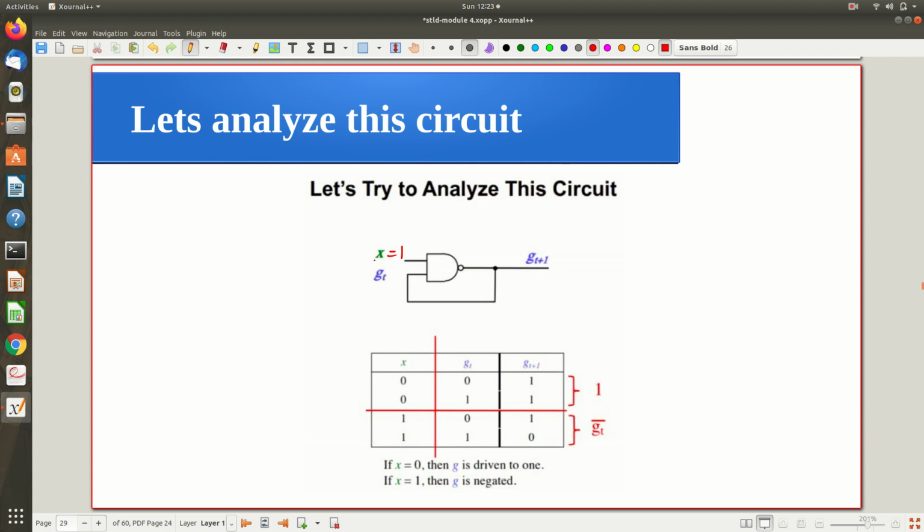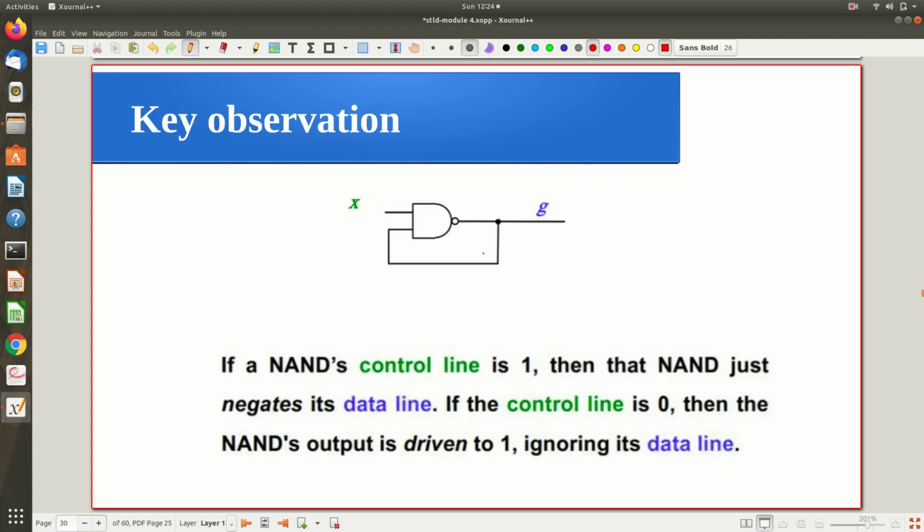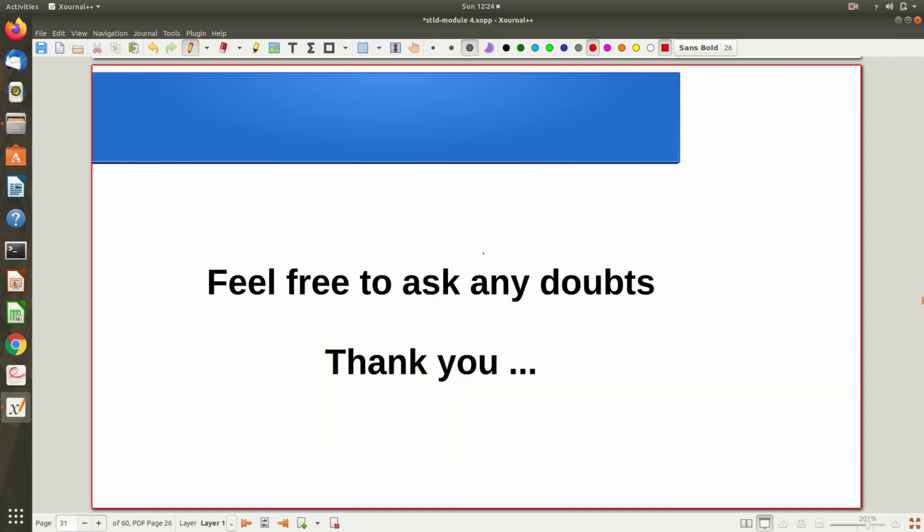And what about the other case? That is just the negation of the past output, so that is irrelevant here. What matters is the don't care case: when this input is 0 or 1, the output is fixed. That is the key observation we have. If the NAND's control input is 1, then the NAND just negates the data line. But when the control input is 0, then the NAND's output is always 1, ignoring the data line.